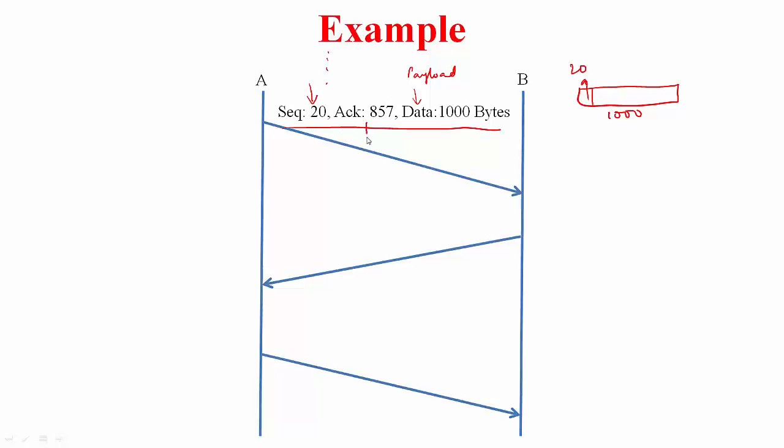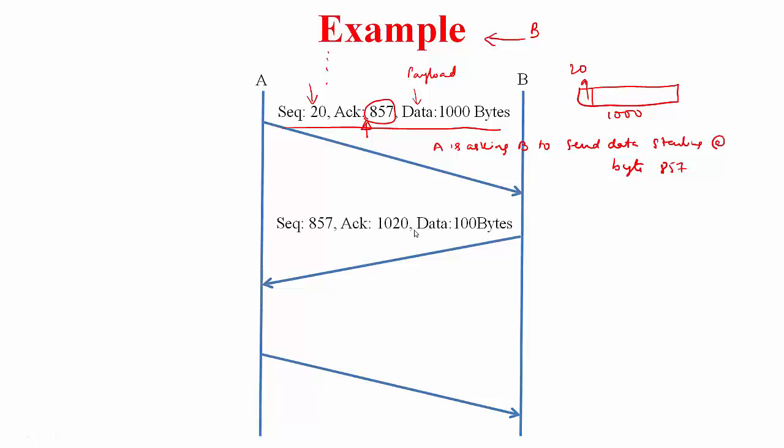And this segment is acknowledging some data that was in the past sent by B. And the fact that it is saying 857 means that A is asking B to send data starting at byte 857. So in response to this segment, B is now going to send a segment. So this is the segment that it sends. Since it is asking for 857, so this segment starts at 857. And the payload in this is 100 bytes.